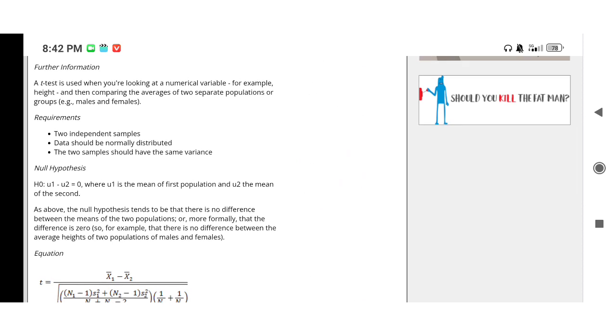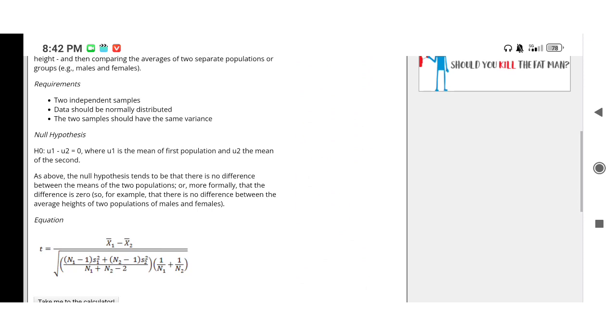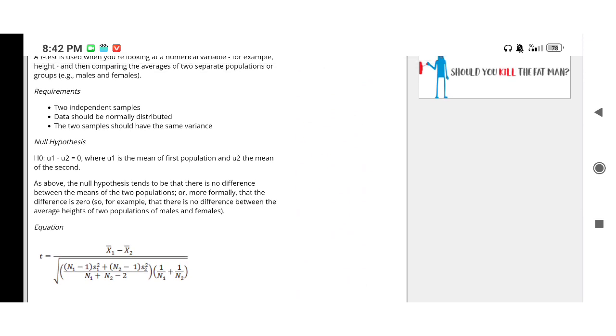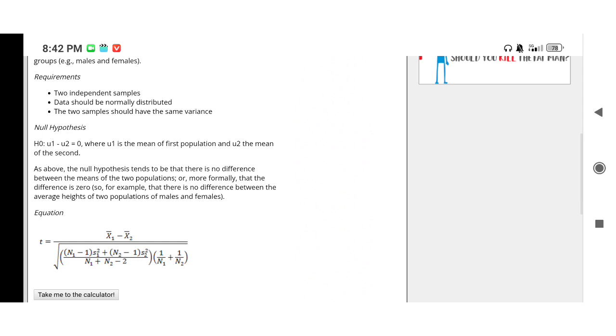So the requirements are: it should have two independent samples, the data should be normally distributed, and the two samples should have the same variance.